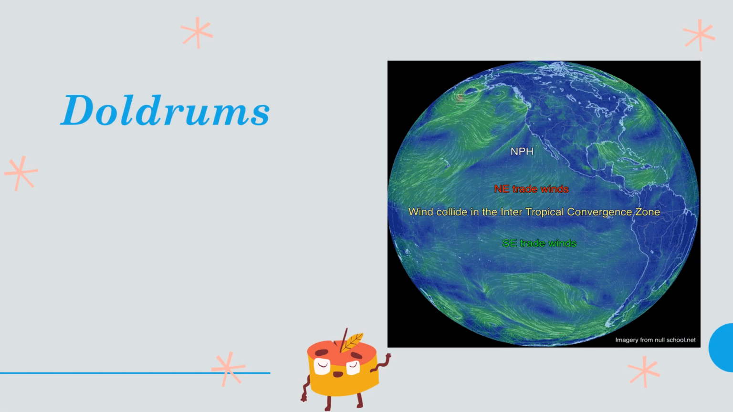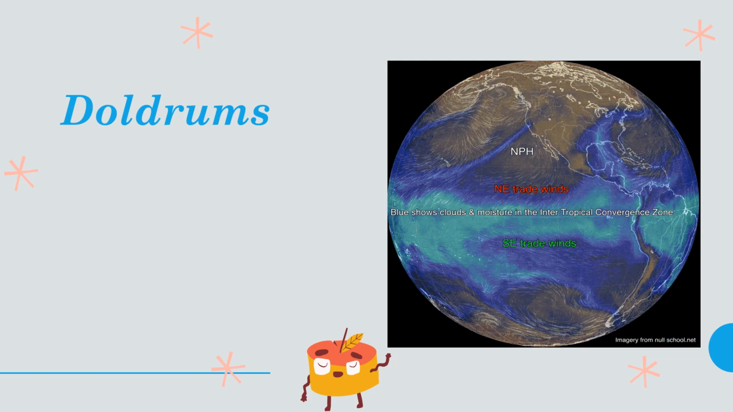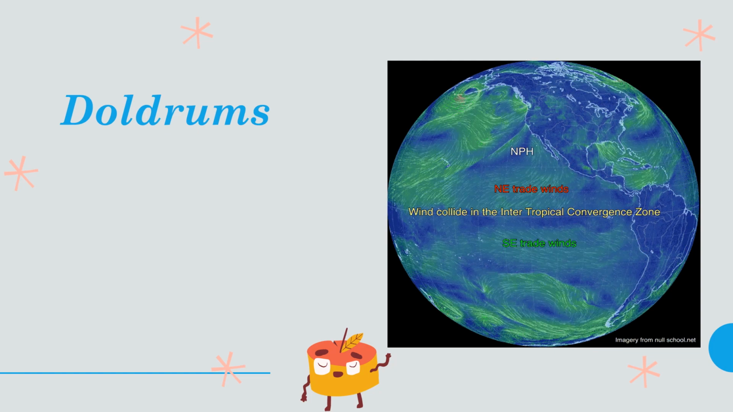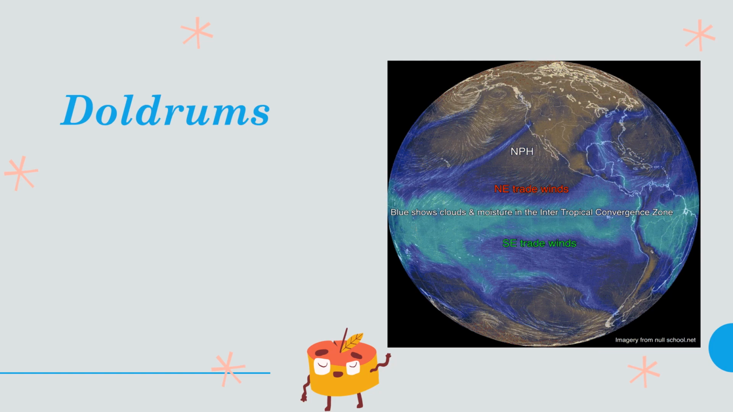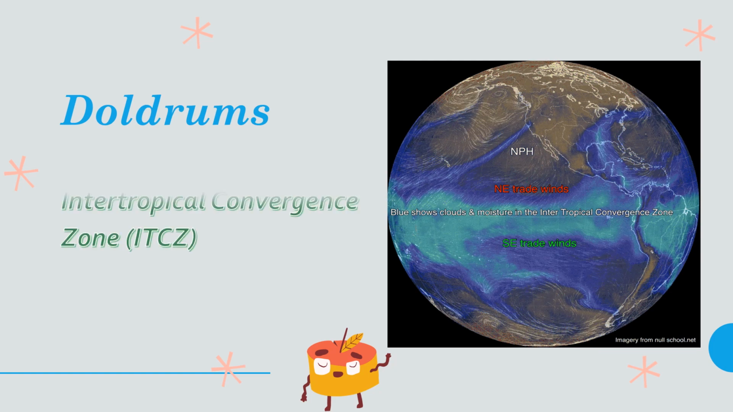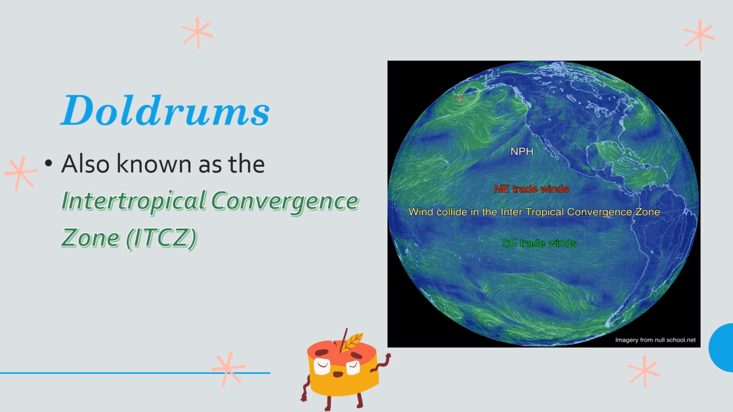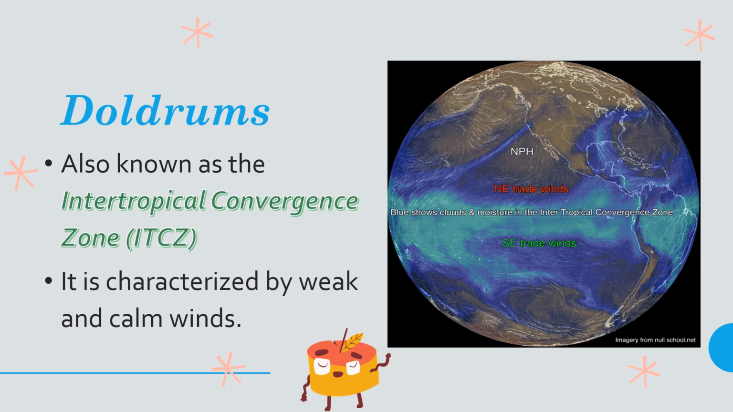As warm air over equatorial areas rises, the air in the surroundings will move in. Air from north of the equator and south of the equator will then meet or converge at the place where warm air is rising. That's why doldrums is also known as the Intertropical Convergence Zone or ITCZ. ITCZ is characterized by weak and calm winds.